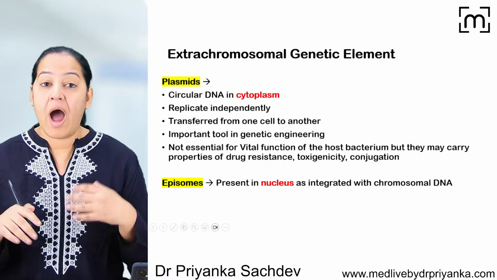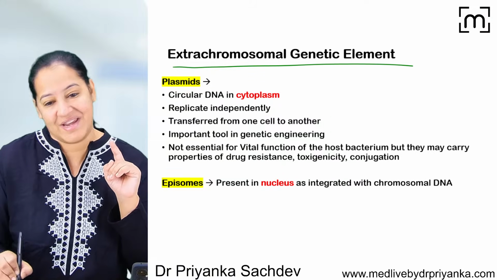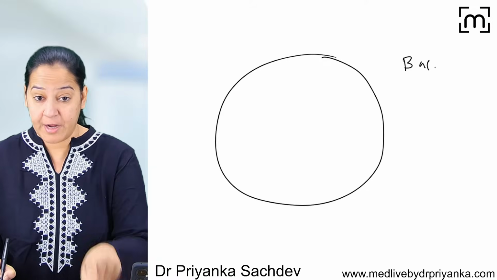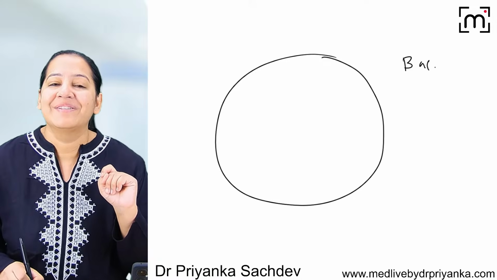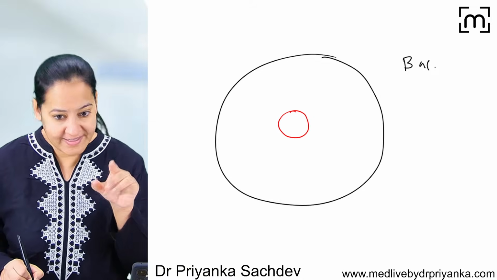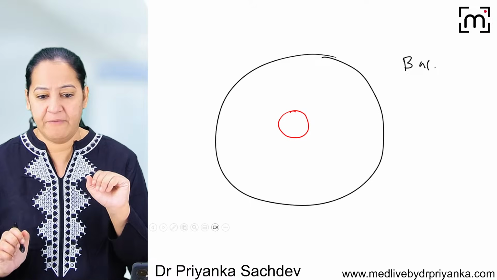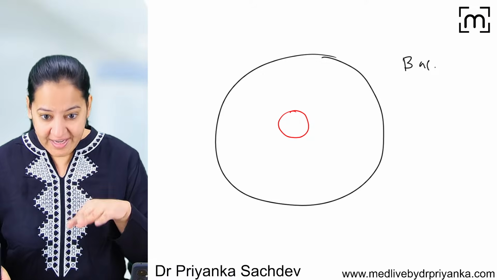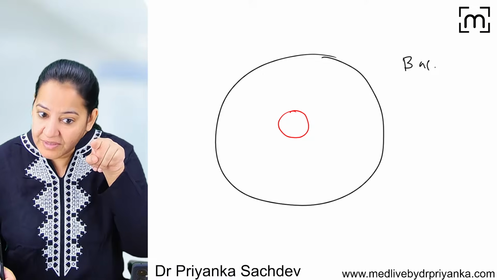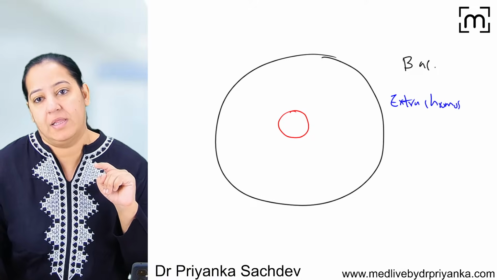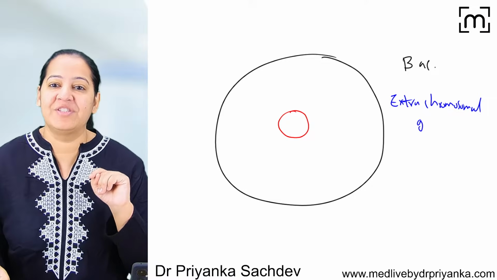Got it? Now I want to tell you about the extra chromosomal genetic element. What do you mean by extra chromosomal genetic element? This is the bacterial cell. I told you in the bacteria only one chromosome is there. Let's draw that. So this is the one chromosome inside the bacteria, which is present in the nucleus, and that too circular. It is made up of DNA. Is DNA present anywhere else apart from this chromosome? If DNA is present anywhere else apart from this chromosome, it is known as extra chromosomal DNA or extra chromosomal genetic material.